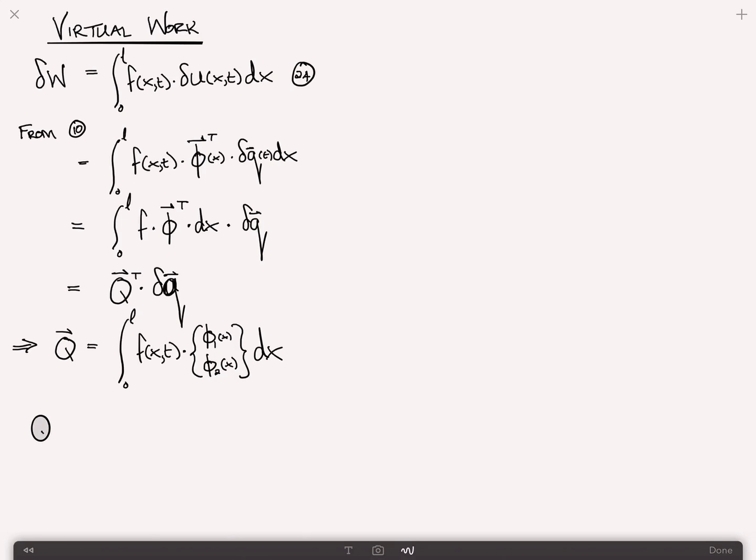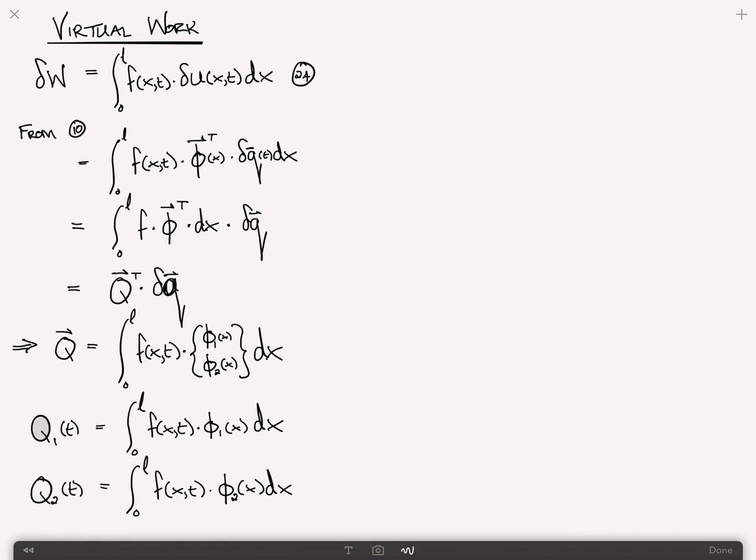So separating it, I can then say that q1 of t is equal to the integral from 0 to L of f of x,t times phi 1 of x dx. And similarly, q2 of t equals the integral from 0 to L of f of x,t times phi 2 of x dx. We'll call this 25. We'll call this 26. And I'm happy to say that we are done.